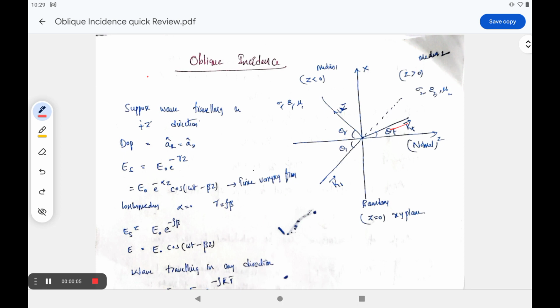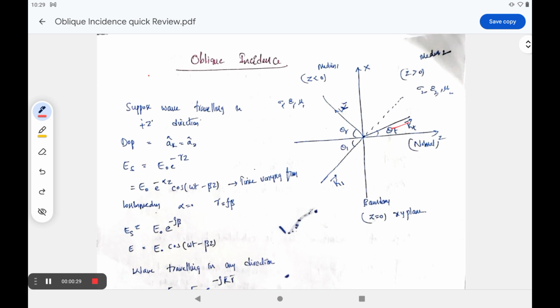In this video, we are going to see a quick revision of oblique incidence. This is one of the wave propagation concepts like reflection, diffraction, normal incidence, oblique incidence. This is one of the most important topics in EMWG. For that purpose, we will discuss this very briefly and very shortly. So let us see here the oblique incidence.